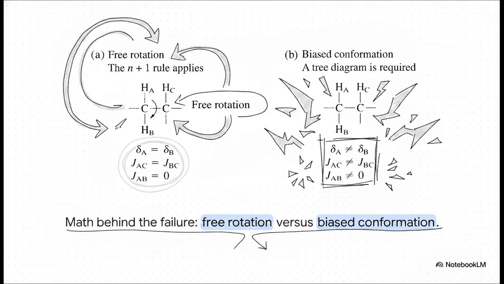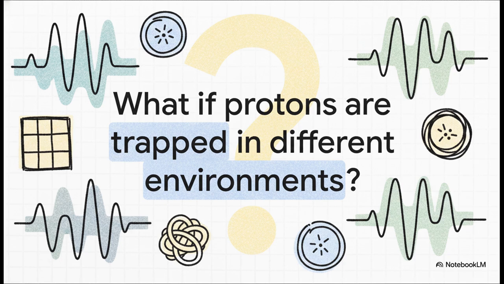But in a biased conformation, the whole thing fractures. The chemical shifts of A and B are no longer equal. Their coupling to C isn't equal either. And suddenly, that geminal A-B coupling that was 0 before becomes a major factor that completely distorts the spectrum. So, the million-dollar question here is, what exactly does our NMR spectrum look like when our protons are trapped in these rigid, completely different environments? Like, just how bad does the data actually get?